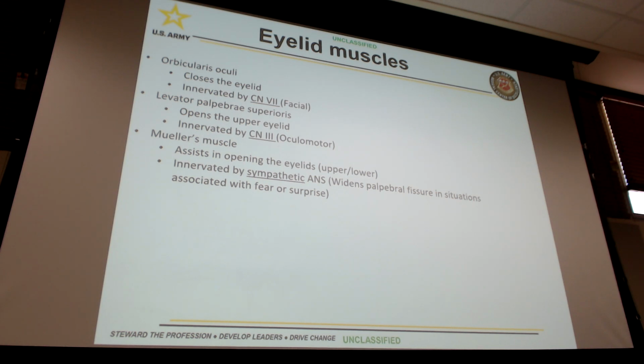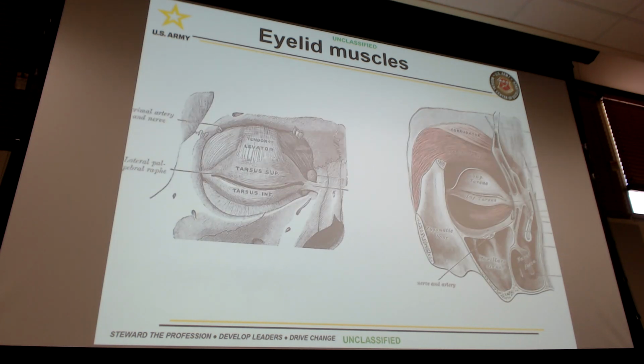And then you start to sweat as well. Right? And then there's a bunch of other things that happen. But predominantly, that's what I care about. Okay? So Mueller's muscle, levator, those are the ones that open the eye. And the 007 orbicularis oculi is the muscle to close the eyelid. Okay, this is a picture of what these muscles look like. You can see the levator in the superior lid there, and then the orbicularis oculi in the picture on the right is in both the upper and the lower lids.